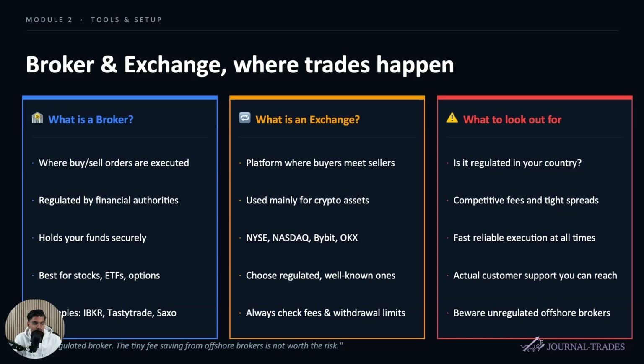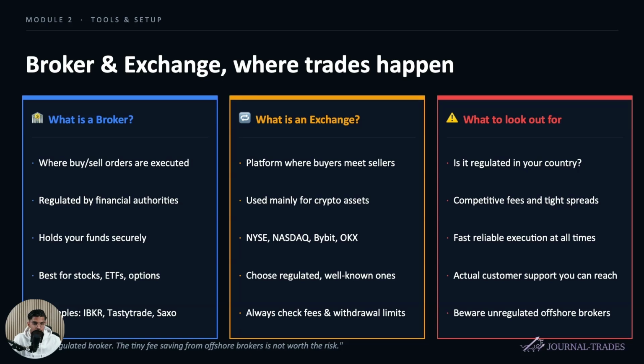You also need to look out that you have a broker with a fast and reliable execution at all times. So it doesn't matter what time it is or whatever. Whenever the market is open, primarily for stocks, and for crypto it's 24/7, it needs to work. Whenever you want to put in an order, it needs to work.